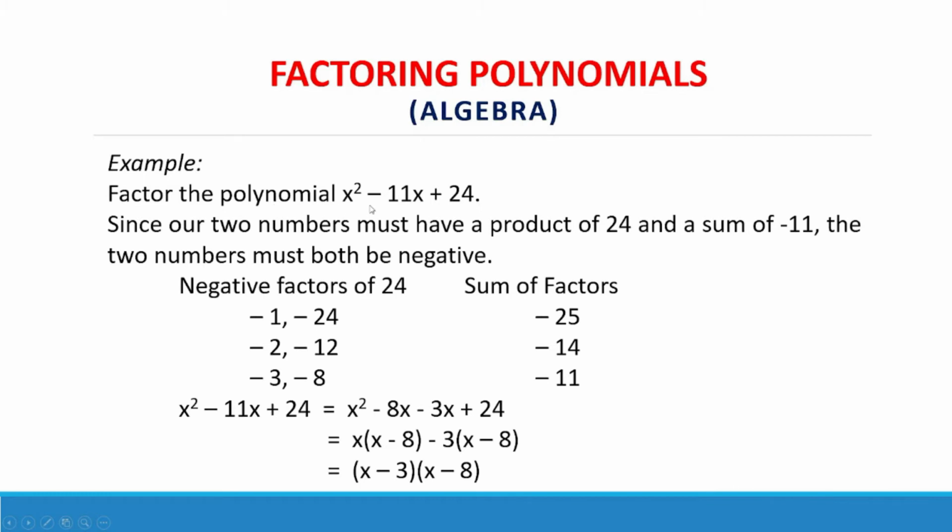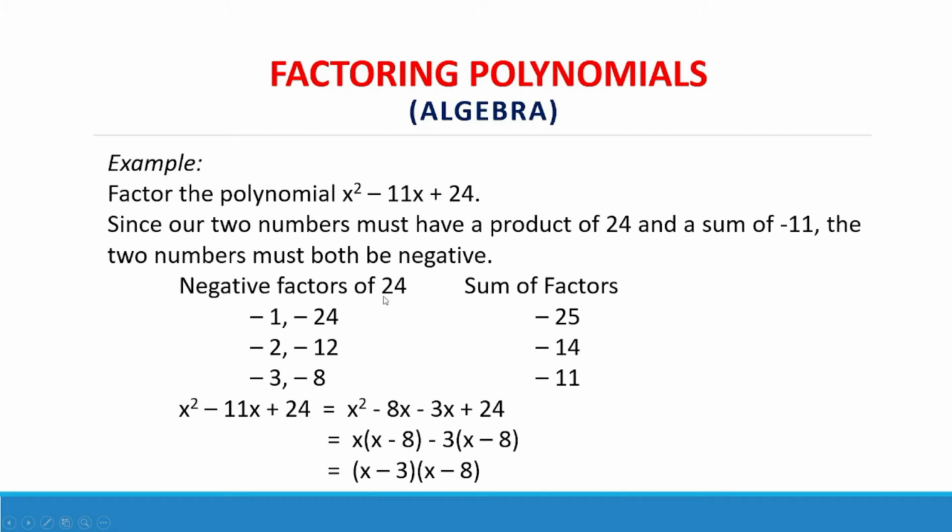Example, factor the polynomial x squared minus 11x plus 24. Since our two numbers must have a product of 24, which is c, and a sum of negative 11, that's b, the two numbers must both be negative. The first factor for 24 is negative 1 times negative 24, positive 24, and the sum of factors, negative 1 plus negative 24, is negative 25. Another negative factor for 24 is negative 2 times negative 12, which is positive 24, and the sum of factors of negative 2 and negative 12 is negative 14.